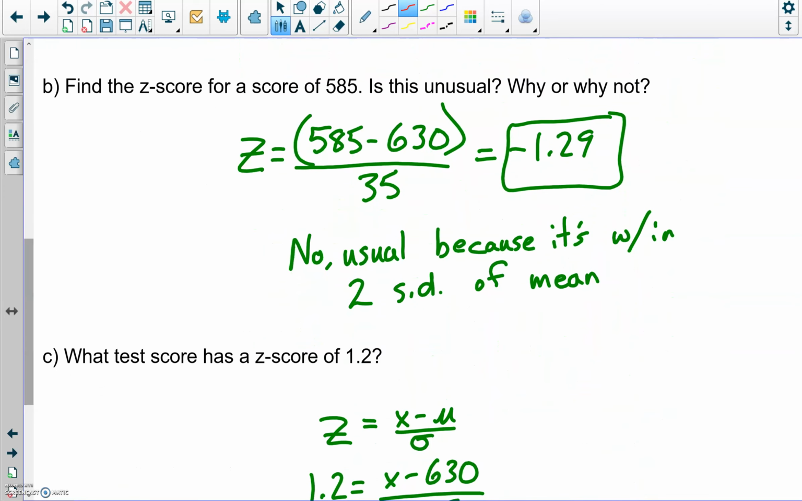So in part B, similar idea. They gave me an X score. The mean and standard deviation stayed the same. And again, using parentheses, make sure I don't get the wrong answer for the z-score. And z here is -1.29. Even though it's on the negative side, it's not negative 2 point something. So it is a usual value because it's within 2 standard deviations of the mean.